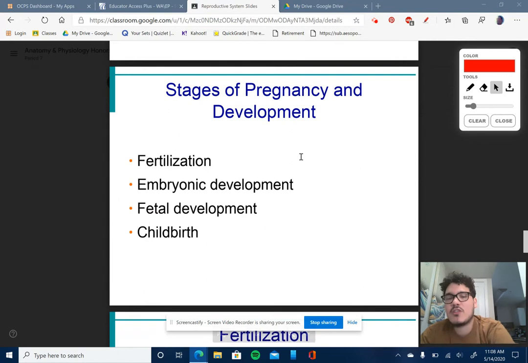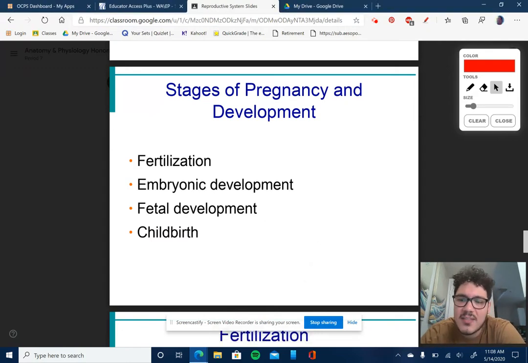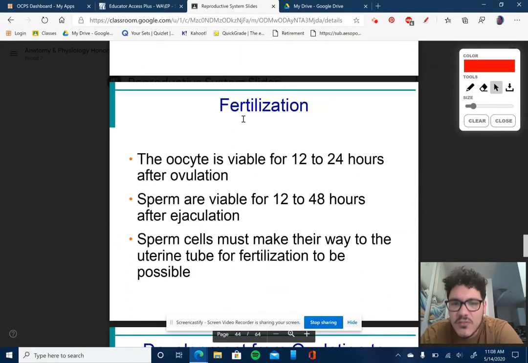Speaking of, now we get to transition into the stages of pregnancy and development. So we're going to discuss a little bit relating to fertilization, embryonic development, fetal development, and then finally childbirth. We do need to have a good understanding of how this whole process works step by step. So let's first talk about fertilization.